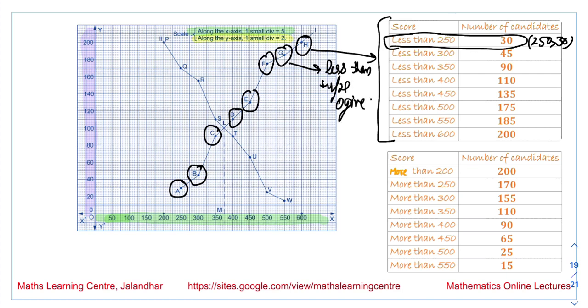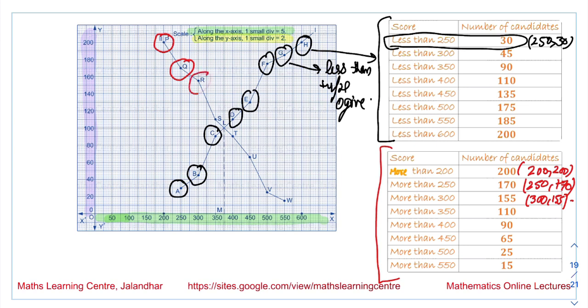When we are talking about the more than type Ogive, these are the values. The points we have to plot are 200, 200. Next we have to plot 250, 170. Next we have to plot 300, 155. So corresponding to 200, the point we have is 200. This is P. Then it is 250 and 170. Next it is 300 and 155. Next it is 350 and 110.